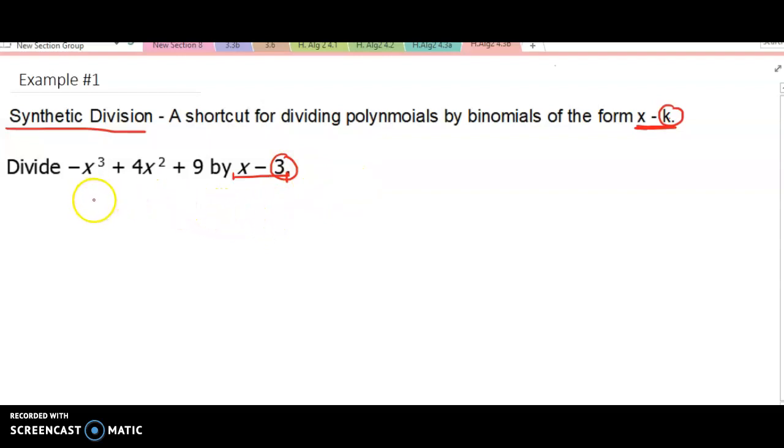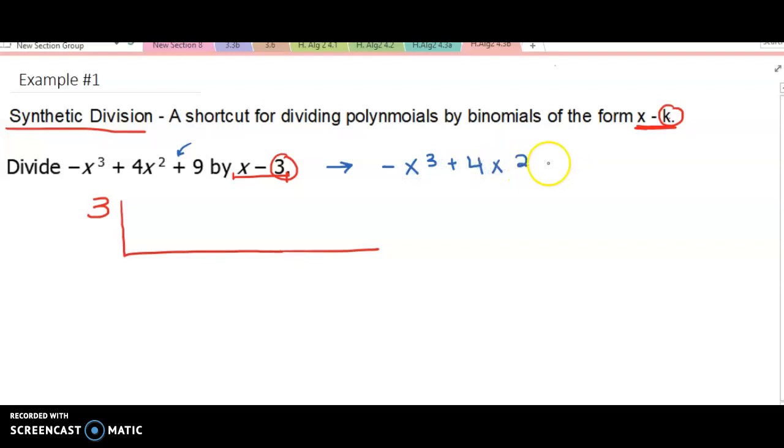So I write it a little differently. I'll write the 3 out front, and then I'm going to do a kind of upside-down division, or maybe an L. You can look at it this way. What I want is only the coefficients of each of these terms. Now, you have to have this in standard form. Because there's no x term here, I'm going to rewrite this as negative x cubed plus 4x squared plus 0x plus 9.